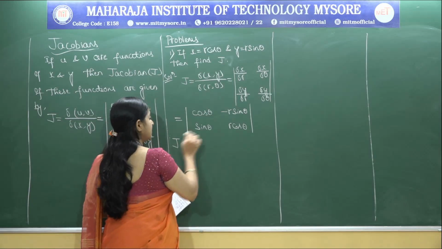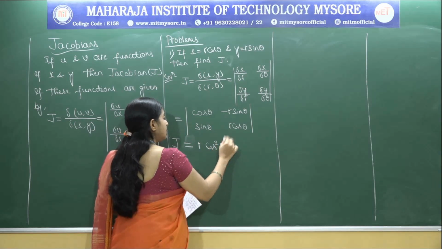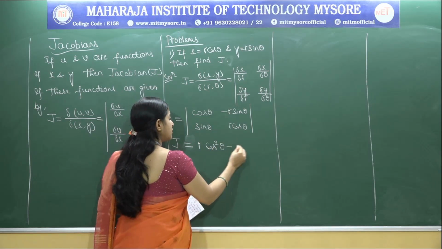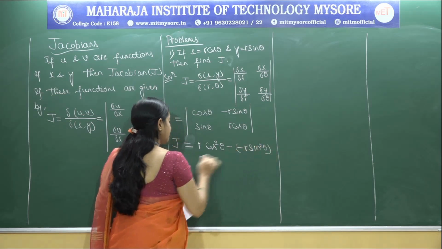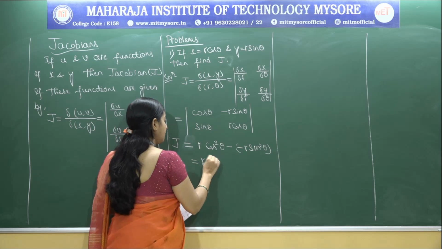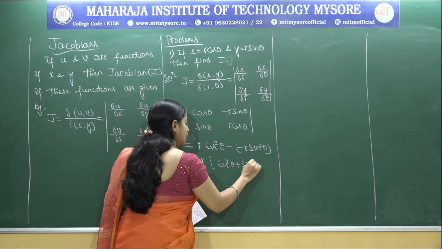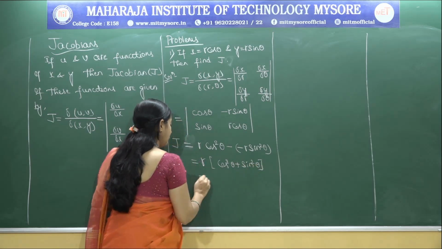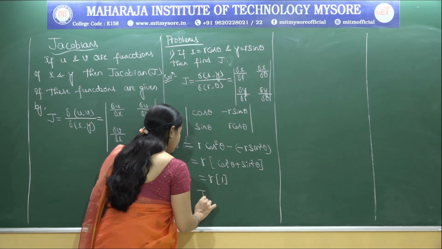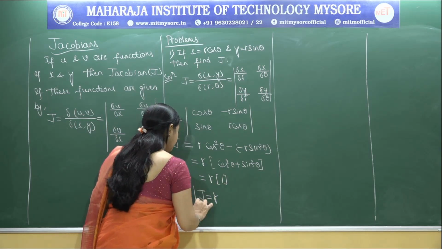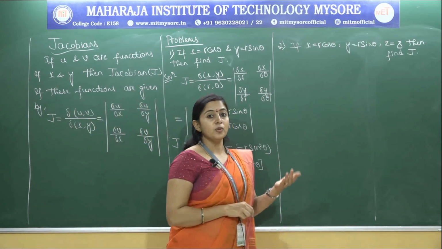So J equals, cross multiply this, r cos square theta. Since you have the negative, you will get minus of minus r sin square theta. So simplify this, r you keep it outside, cos square theta plus sin square theta equals, since cos square and sin square equal to 1, you will get J equals r. This is the answer. Second problem.